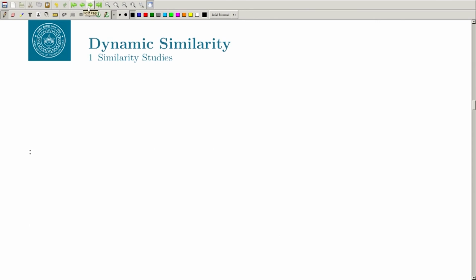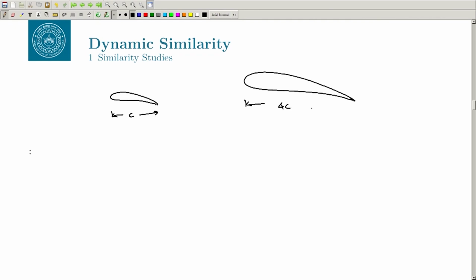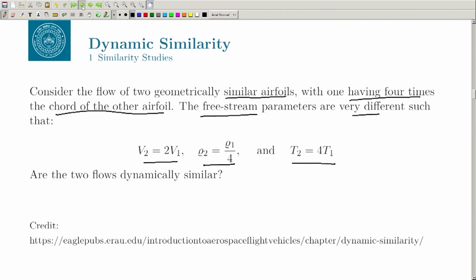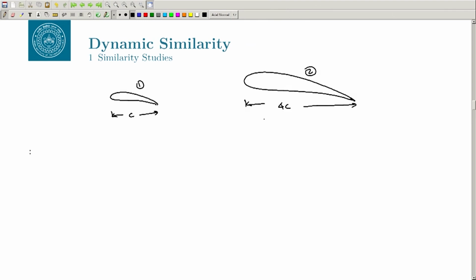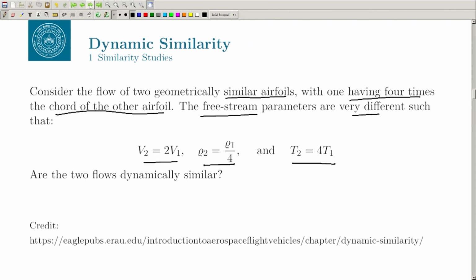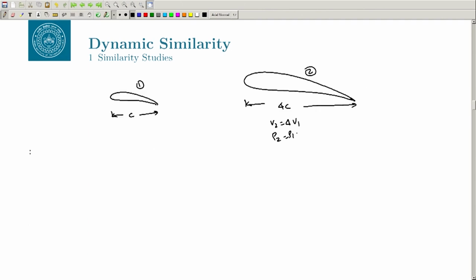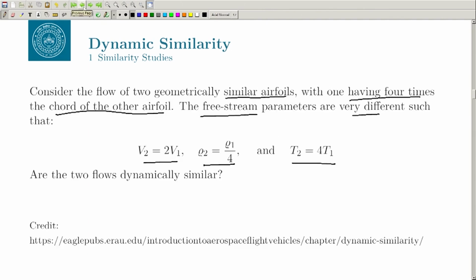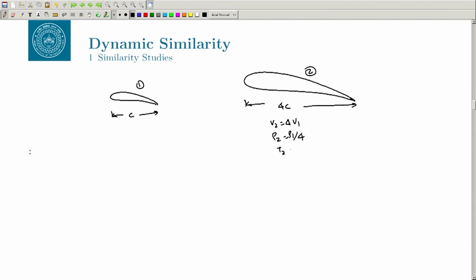So, let us draw these aerofoils. This is your small one, and this is your big aerofoil. This has a chord of C, and this has a chord of 4C. This is 1 and this is 2, and then it says V2 equals 4 V1, rho 2 equals rho 1 by 4, and T2 equals 4 T1. So, basically the temperature is involved, it is a compressible flow.